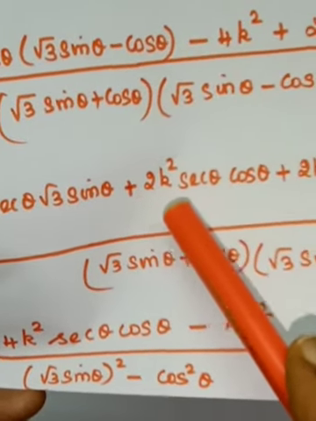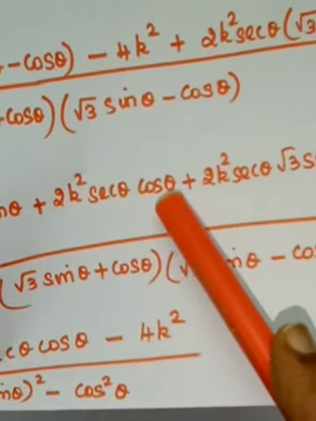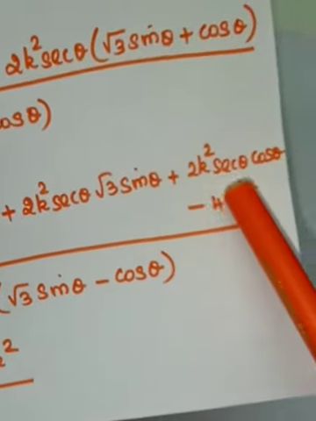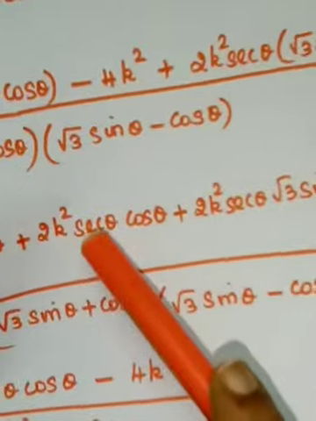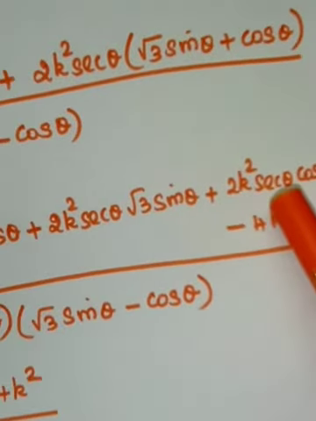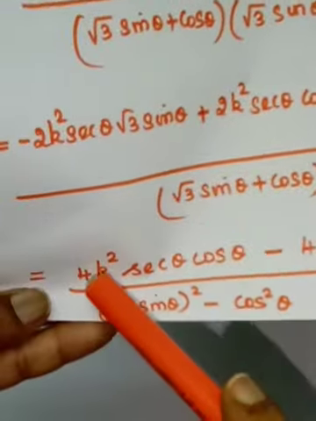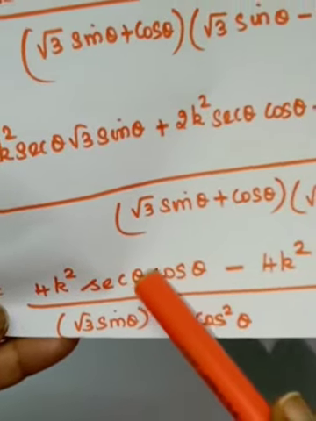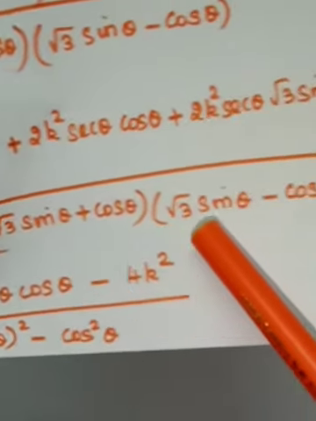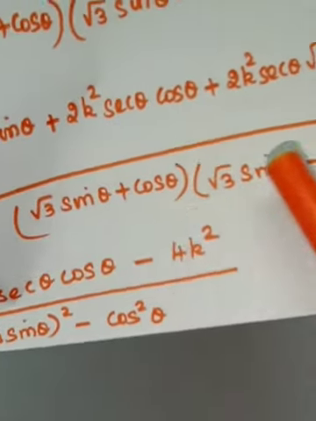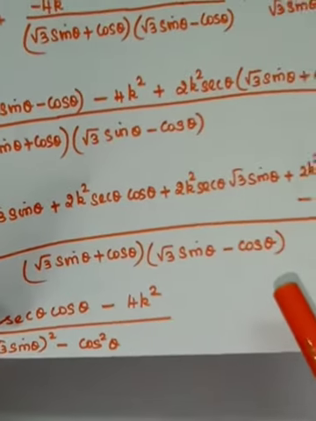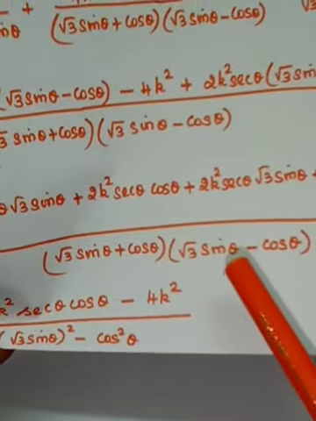2k squared secant theta cos theta. Here you are having 2k squared secant theta cos theta. So the second term and the fourth term has to be added. If you add, you will get 4k squared secant theta cos theta. And the last term, what you are having? Minus 4k squared. In the denominator, it is in the form of a plus b into a minus b.